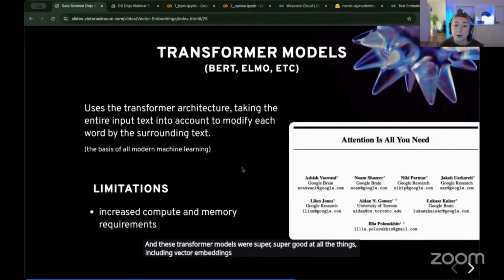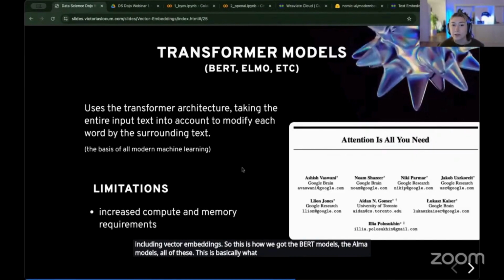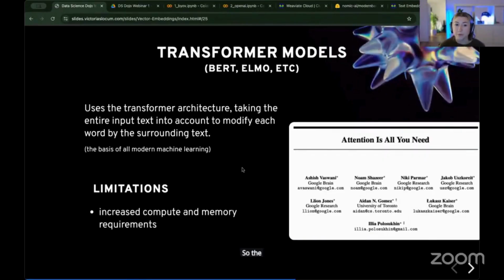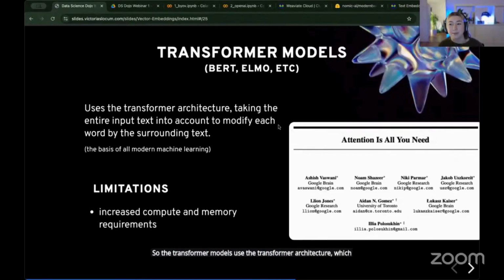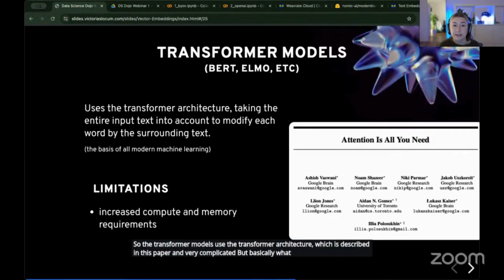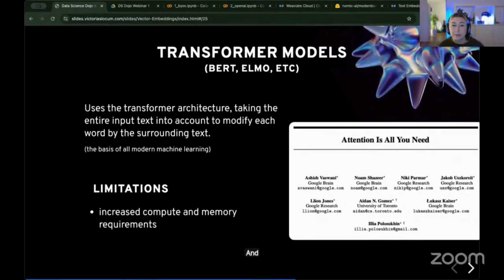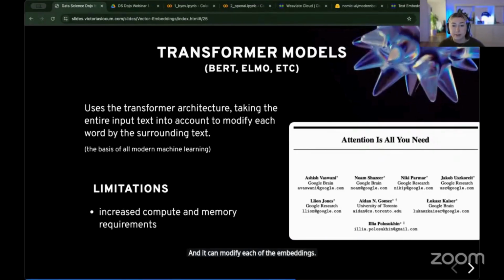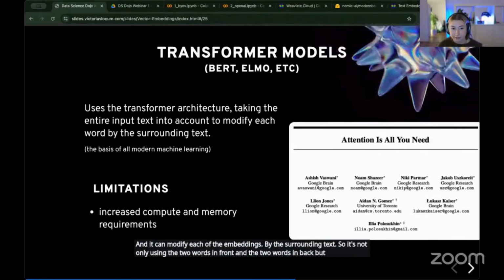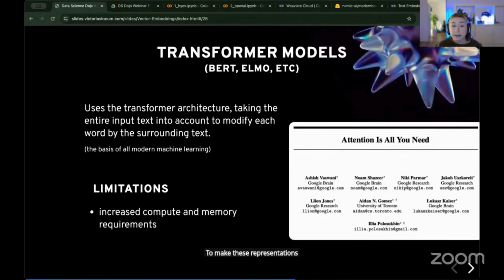So this is how we got the BERT models, the ELMo models, all of these. This is basically what every modern machine learning model is based on. So the transformer models use the transformer architecture, which is described in this paper and very complicated. But basically what is different is it can take the entire input text into account, and it can modify each of the embeddings by the surrounding text. So it's not only using the two words in front and the two words in back, but it's using the entire text to make these representations, which made it a lot better.